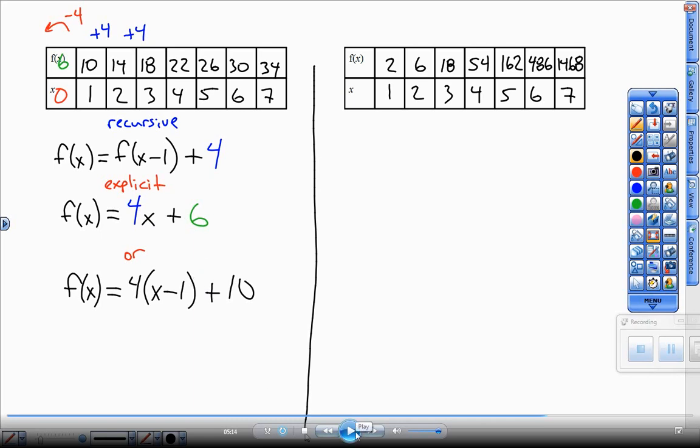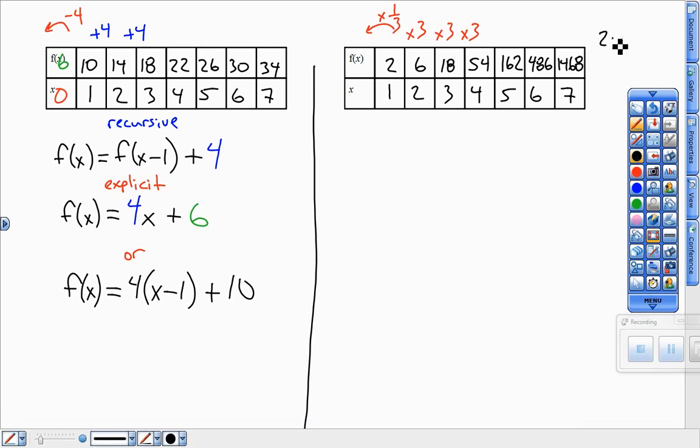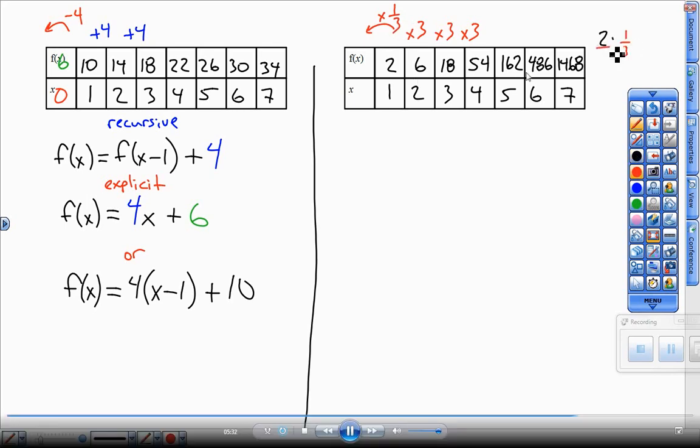Yellow. Alright, this last one, geometric. Timesing by 3, timesing by 3, timesing by 3. Dividing by 3 or timesing by 1/3 to the left gives me 2 times 1/3 is 2/3. So my recursive form, f of x, 0 term, 2/3.